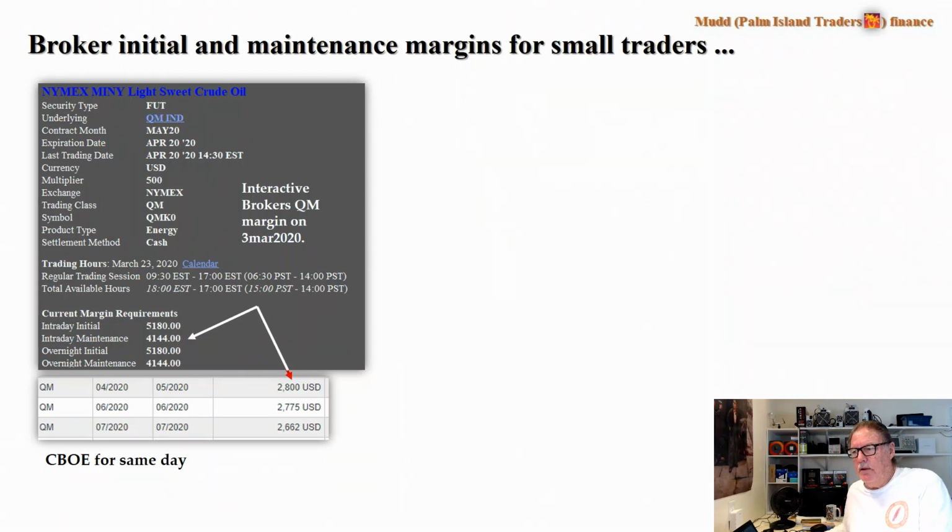$5,180, and the intraday margin, the maintenance margin, or the day margin, $4,144. That's a lot higher than the minimum required by the CBOE. So the individual brokers have a policy typically, especially at times like this, that bumps up these margins considerably when, well, most of the time, I think. I don't trade oil very much, so I don't know if the margin is this high all of the time.